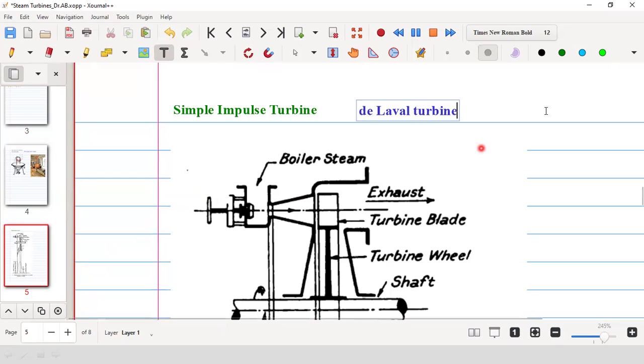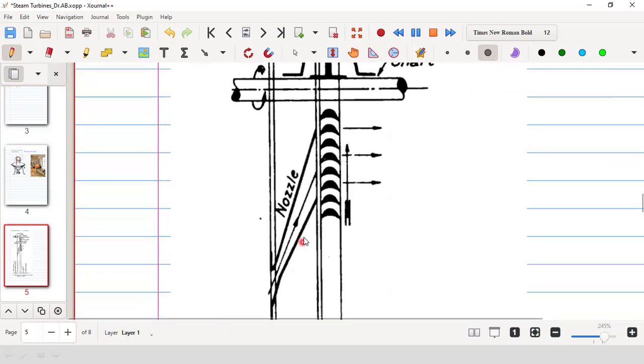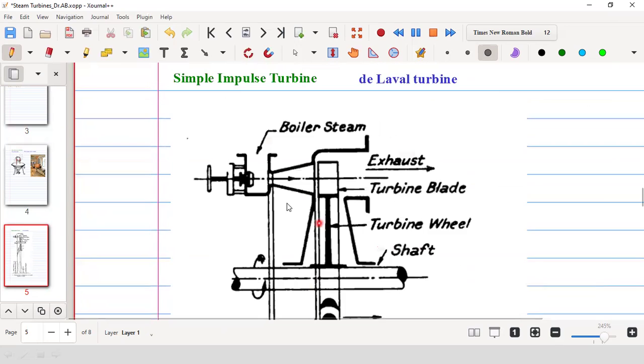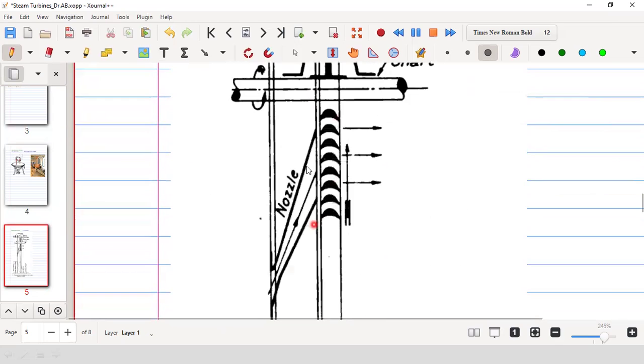Okay. So in this De Laval turbine, what is there? In this De Laval turbine, see that it is one set of nozzle and one set of moving blade only. One set of nozzle and one set of moving blade. Now the nozzle can be a single nozzle. Nozzle can be in numbers.